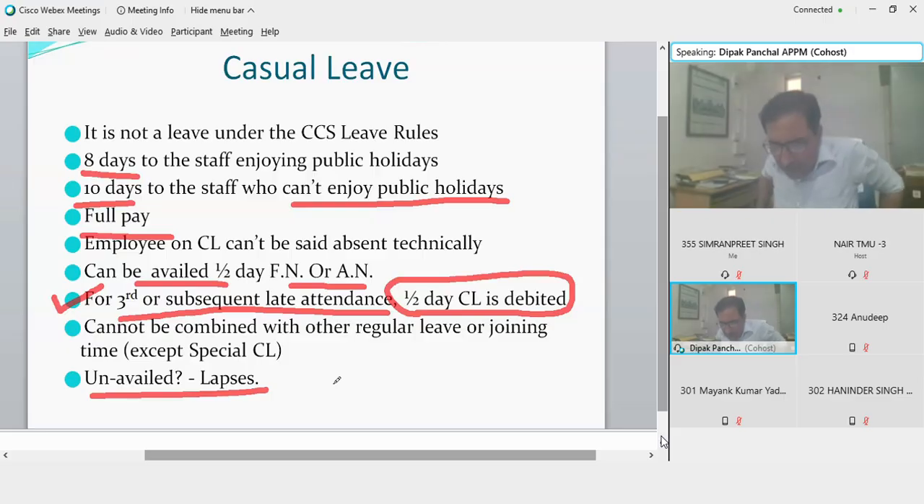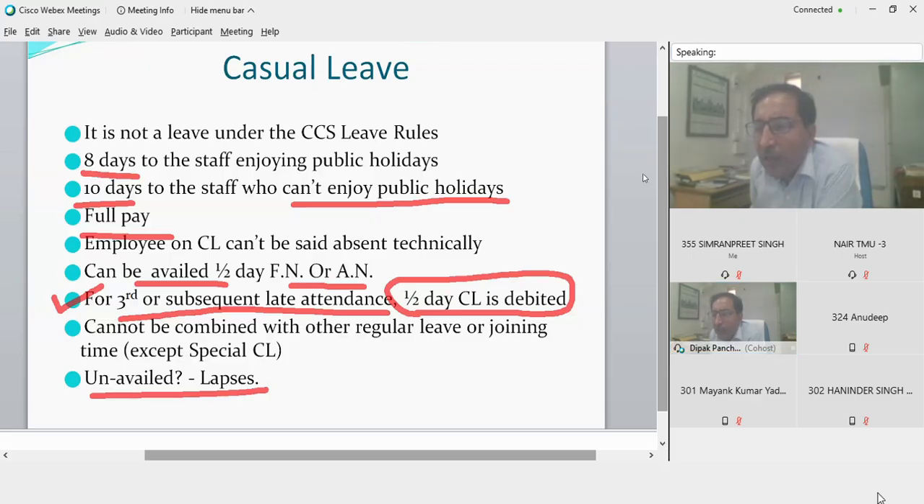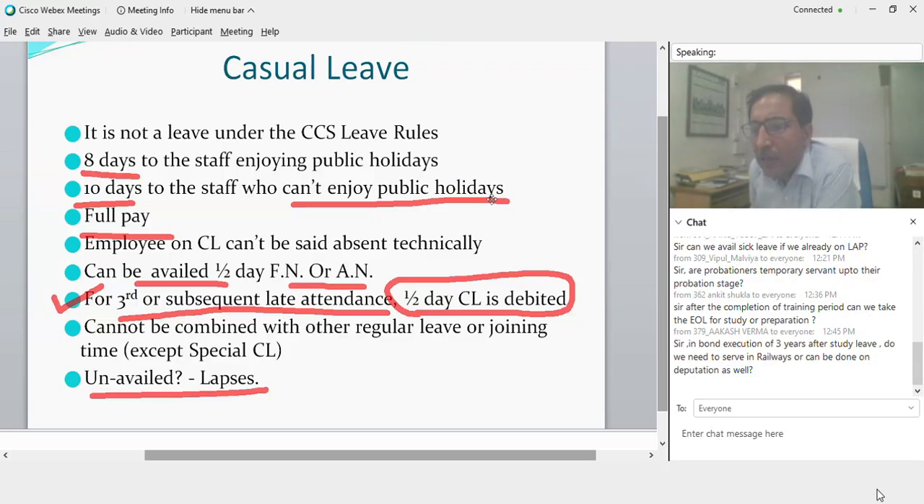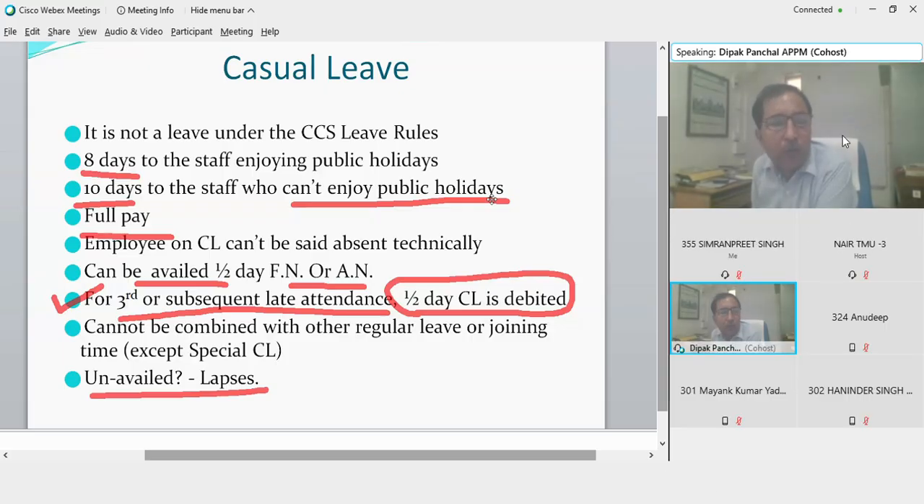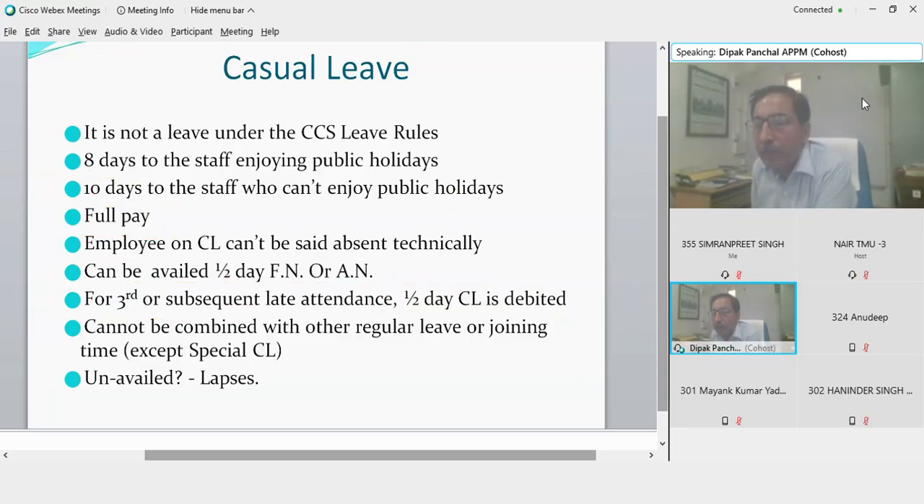So here we come to an end of the leave benefits. Now I will look into the chat box. What are the questions you have put in? I will try to reply to these questions, and then yeah.